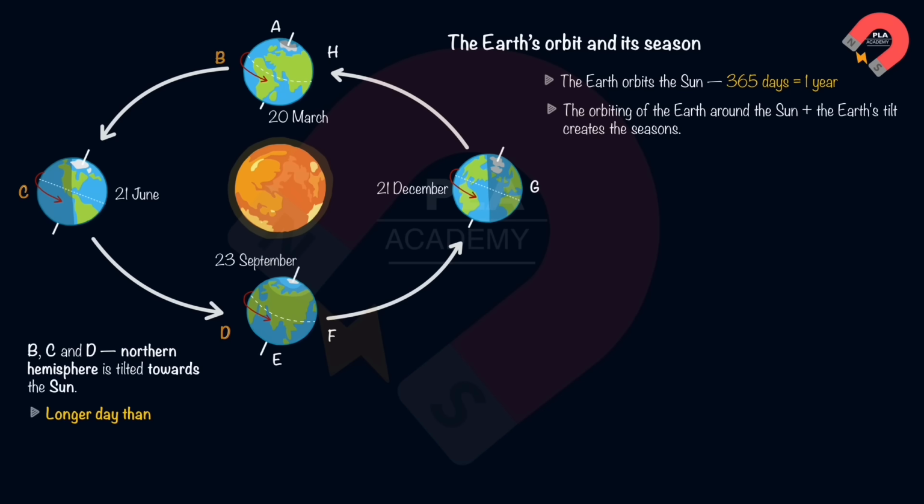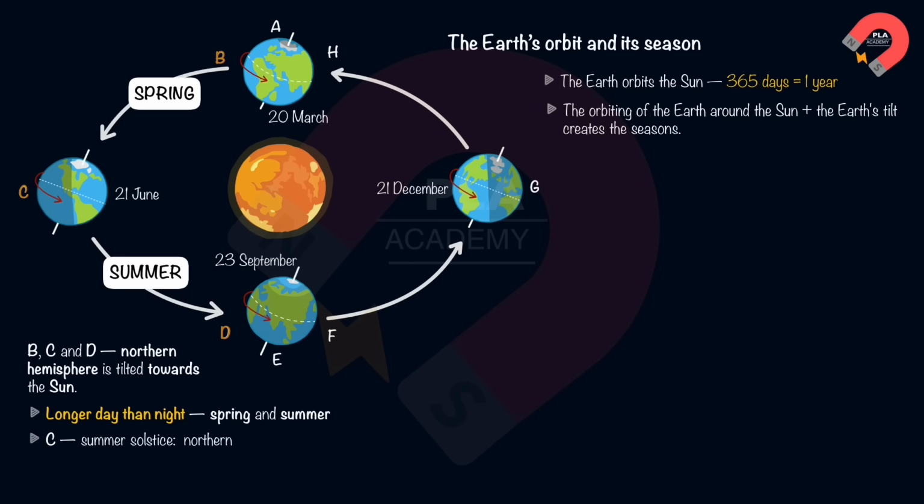This means daylight hours are more than hours of darkness. This is spring and summer. At C, this is the summer solstice. The northern hemisphere has the longest day, whilst the southern hemisphere has its shortest day.